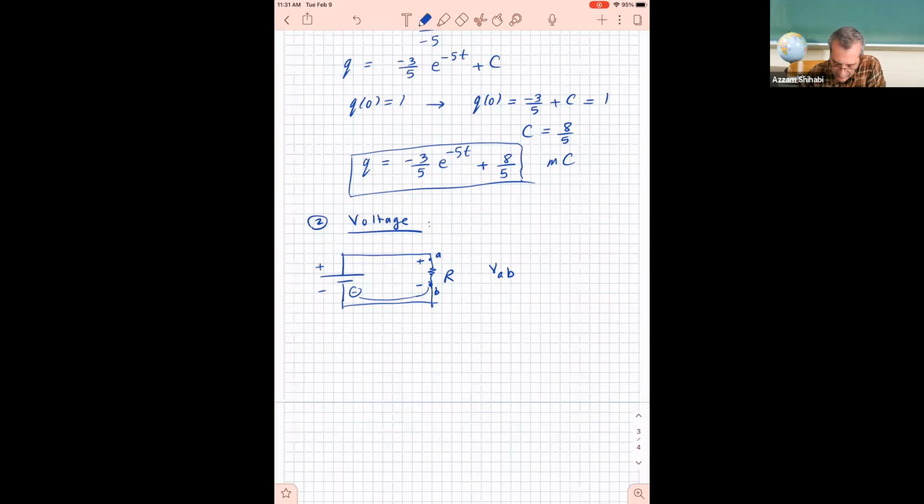The voltage at A is higher than the voltage at B, right? So later we're going to learn that the voltage VAB is going to be the same as the voltage across the battery, the voltage source.